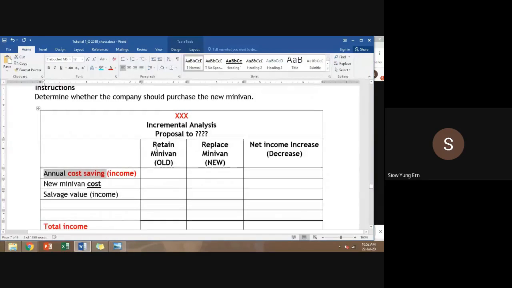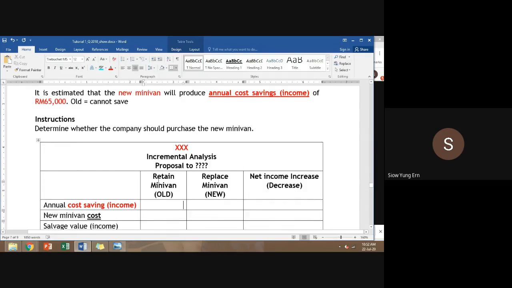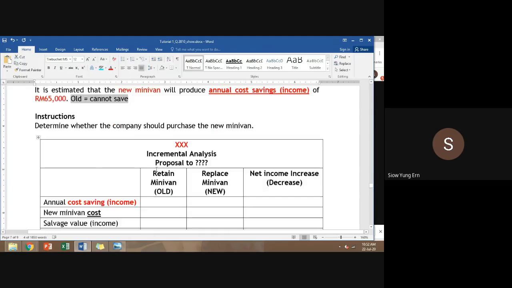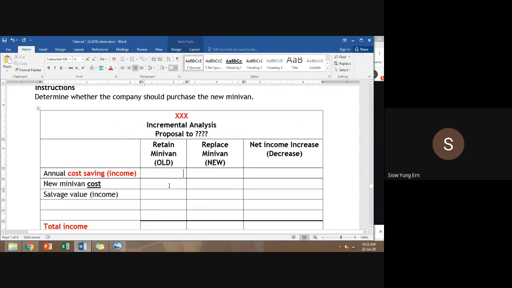Okay, we do our old minivan first, class. So for old minivan, your annual cost saving should be, are you able to save anything? You look at the question. The new minivan can save 65,000, but the old cannot, correct? No. So your annual cost saving for old minivan is 0. You cannot save anything.